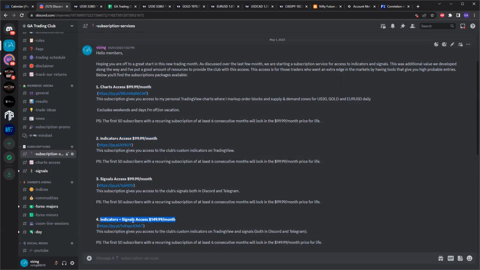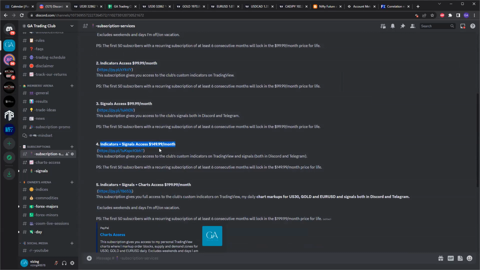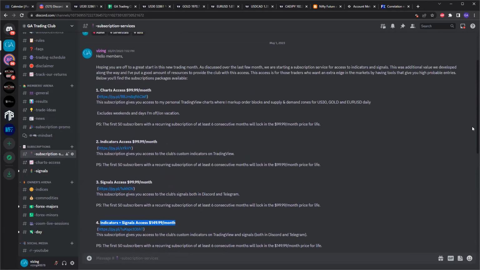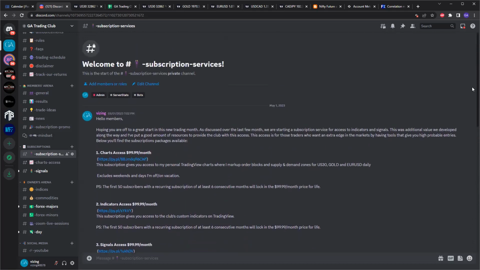It will ideally be indicators plus signals. If I combined both of them, it would be like 200 a month, but instead of that, I'll just make it about 150 a month, same thing as indicators. That's only for the people who subscribed first, isn't it?